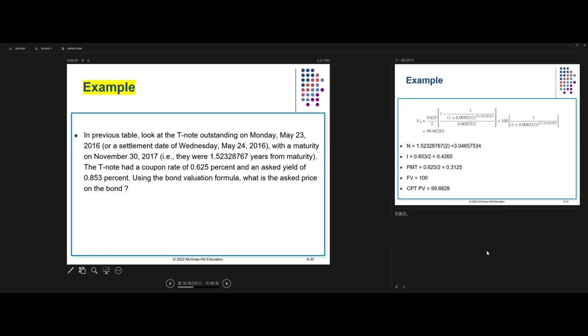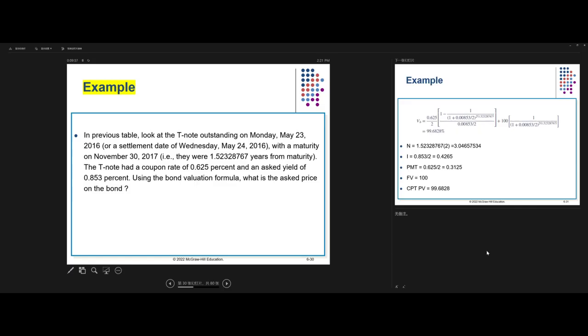Okay, let's say if it's $100 face value, then times 0.625%, you get 0.625 dollars annual interest payment, right? Yes, and then divided by 2, then you get the payment in every 6 months.